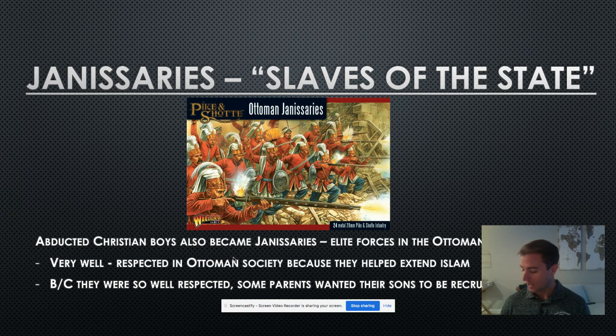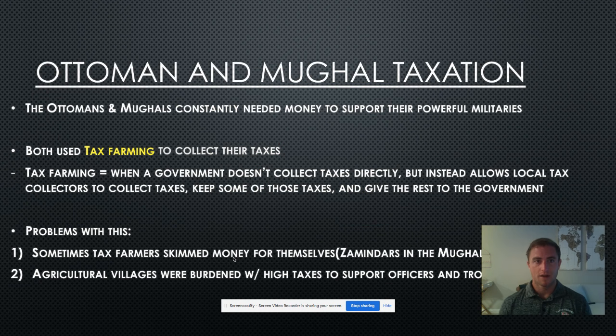And they were considered the highest in society because not only did they serve the government, or not only were they highly trained bureaucrats, but they also extended Islam. Because this position was so well respected, some Christian parents in the Balkans area, in these Christian areas, actually wanted their children to be abducted because they knew that they perhaps would have a better life of upward mobility.